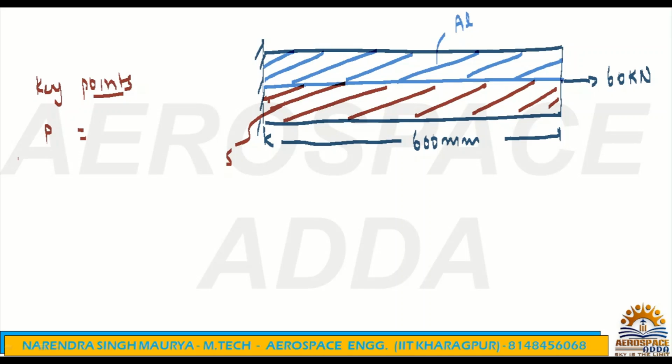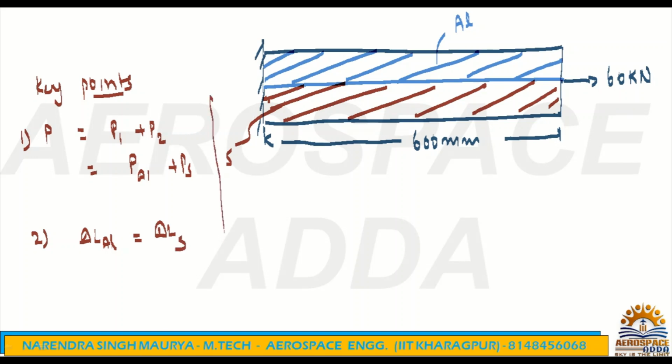It's not calculated, it's okay, you just find the final value, we'll see it. The key point is that the total applied load is equal to P1 plus P2, that means P of aluminum and P of steel. This is the first key point. What is the second point? The change in length in both aluminum and steel must be the same. This is the key point that you know very well, right?